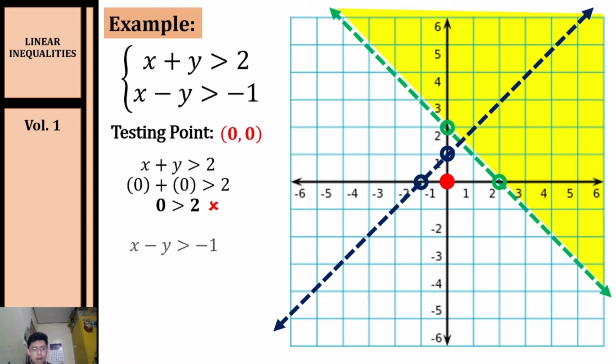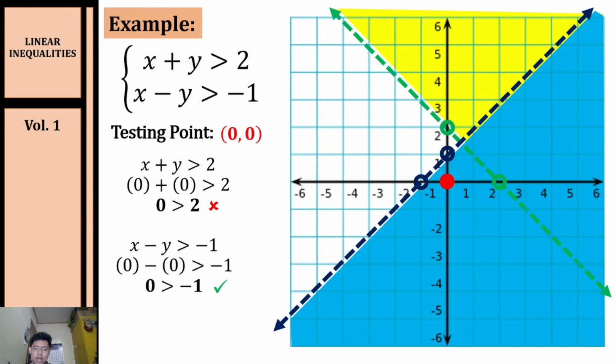Now let's test our second inequality. So let's substitute our testing point (0, 0) and simplifying it, we will have 0 is greater than negative 1. Did it satisfy our inequality? Yes, it satisfies our inequality. Therefore, we will shade the region where (0, 0) is located. We will shade that area.